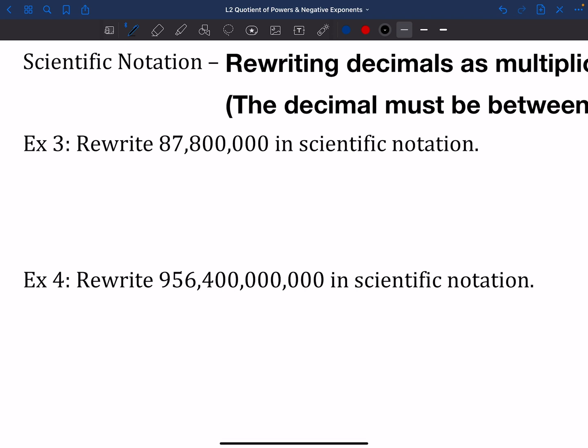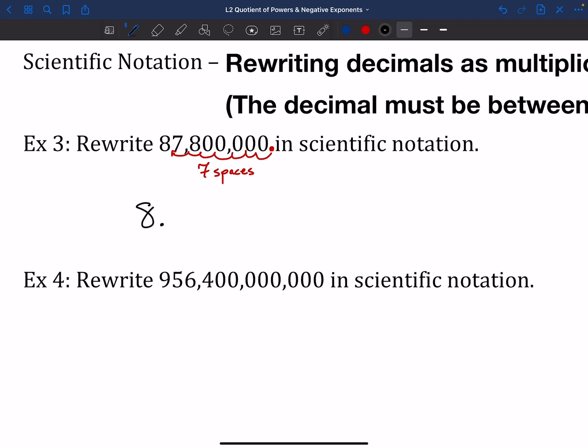87,800,000 in scientific notation, what we're going to do, and you might remember this from previous math classes, is that right now, in this problem, my decimal point is right over here, at the end of that last zero. I need to start moving that decimal point so that we can get a number that's between 0 and 10. So I'm just going to count how many times I need to hop it to the left. It's 1, 2, 3, 4, 5, 6, 7. If I hop 7 spaces, then that's going to give me 8.78 with a bunch of zeros after it.